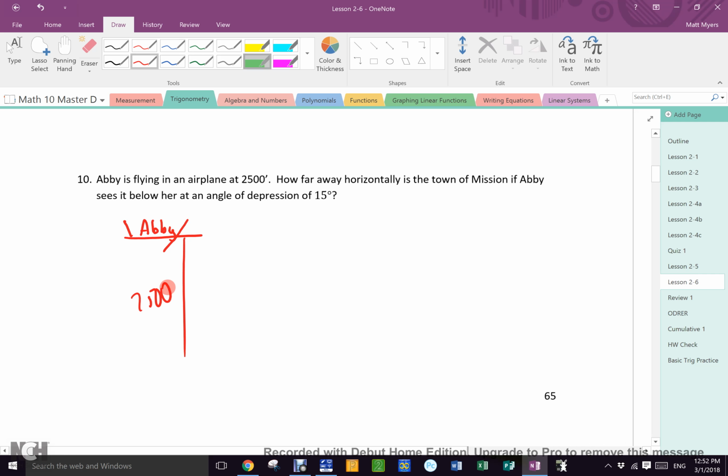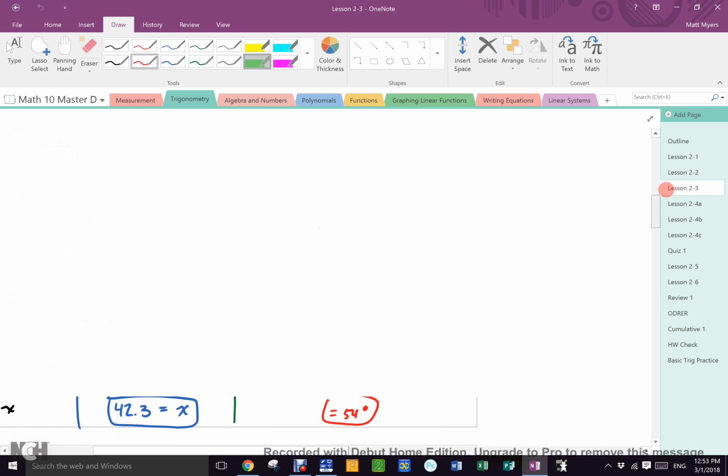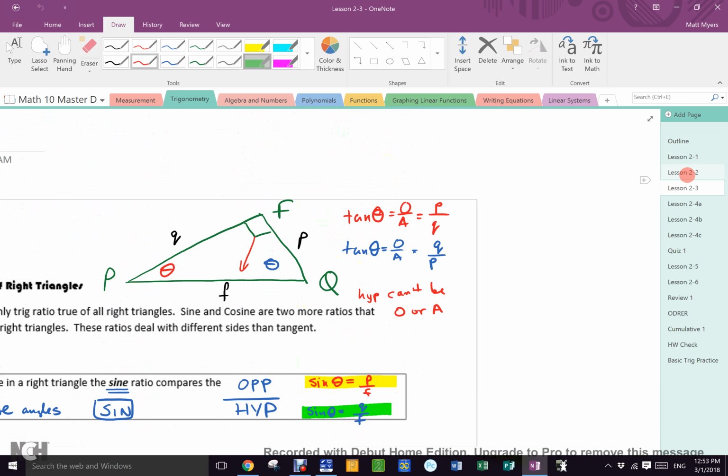All right. Abby looks out the window and sees the town of Mission. Where is the town of Mission? It is on the ground. And she sees it at an angle of depression. So here is Abby's eyes looking down from the plane. Do I have an angle of depression right now, the way I have drawn it?